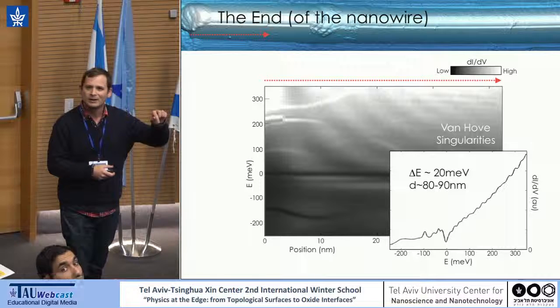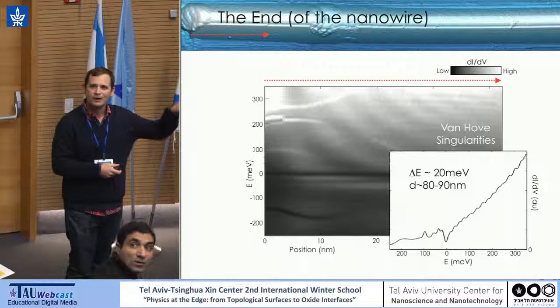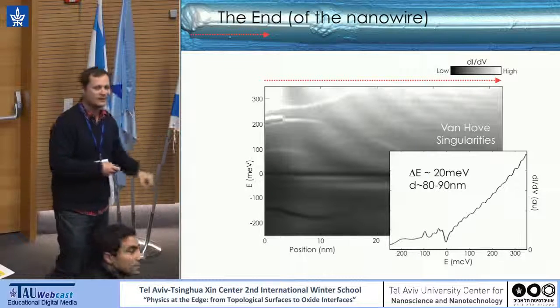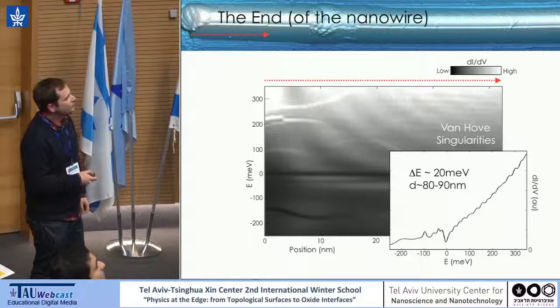Maybe you can dim the lights so things will look. Cameraman? Dim the light? Can you dim the light, please? Thank you. So we see von Hove singularities.